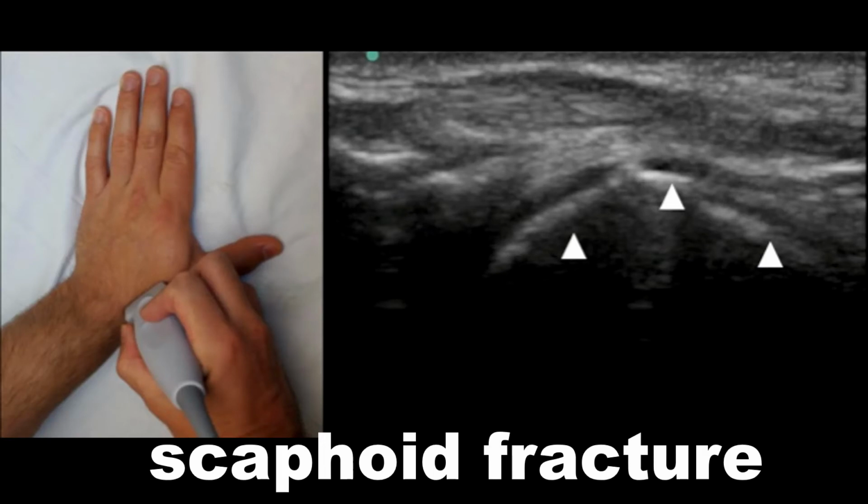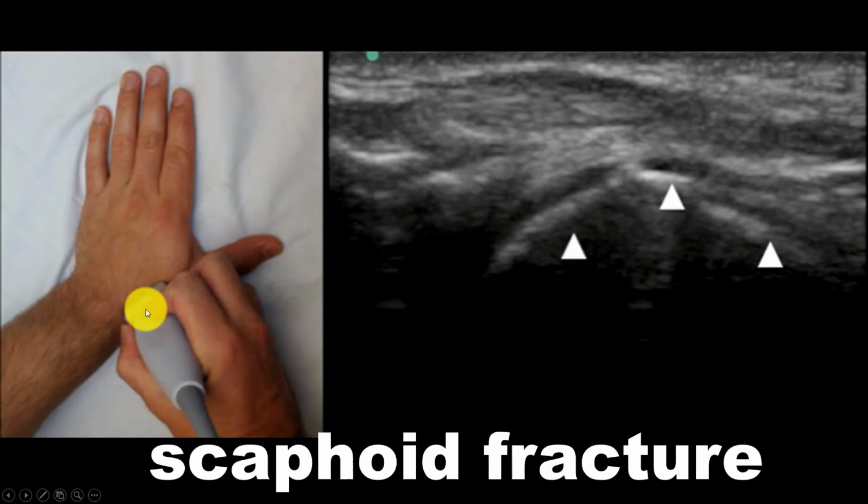Some of the newer stuff that's coming out now is actually looking at the use of ultrasound in the identification of occult scaphoid fractures missed on x-ray. Some of the preliminary literature that I've been seeing shows that ultrasound appears to be about 90% sensitive for this. And here's what it looks like.